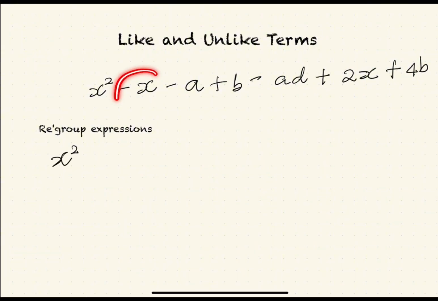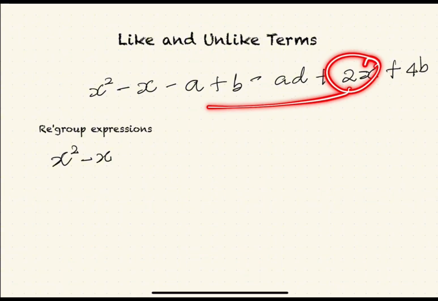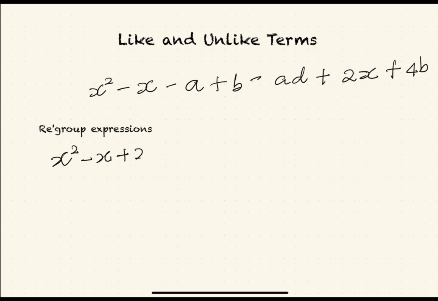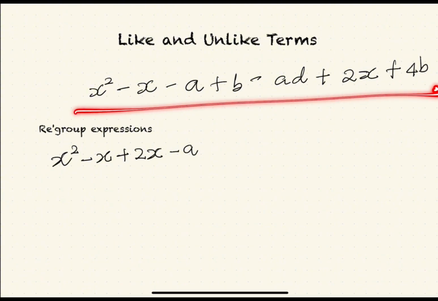When I am rewriting this negative x, I will bear in mind that there's another term right here which is like. So I will shift it next to the negative x. In the next phase, I will write the 2x next to the negative x like that. And then I'm done with the x's. I have to write this one. So this is negative a. But I'm supposed to also look if there are like terms within the expression, but there isn't. I don't see another single a here, so it has no like terms.